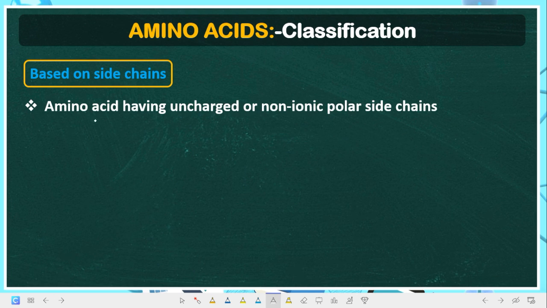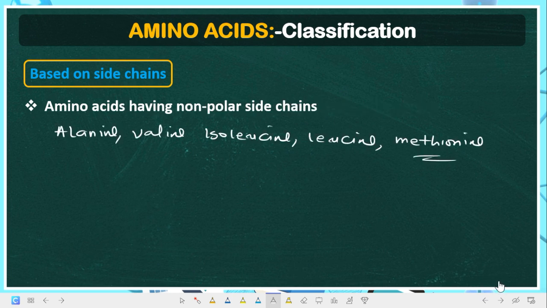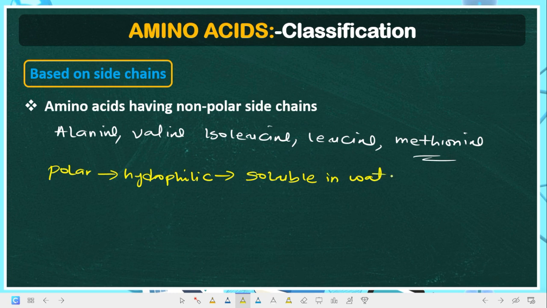So we have the ones that have uncharged or non-ionic polar side chains. Now, before we talk about the other category, when we say something is polar, it means that it is hydrophilic. And when we say something is hydrophilic, what does it mean? It means it is soluble in water. Hydro means water. Philic means love. So hydrophilic means water loving, soluble in water.